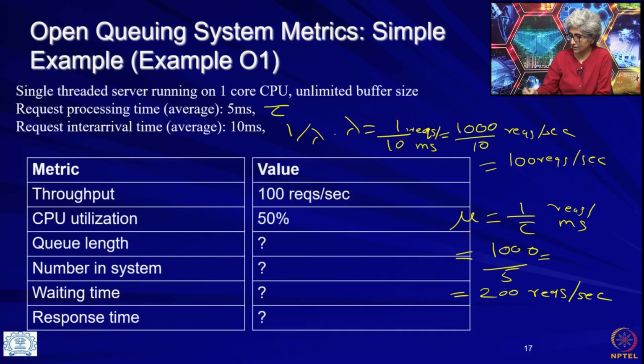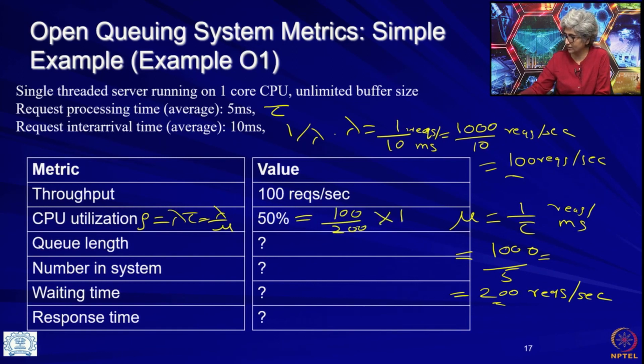So, throughput will be 100, why? Because 100 is less than mu, so throughput will be 100. Utilization will be 50%, why? Because utilization is nothing but lambda by mu, which in our case is 100 by 200. And if we want to make a percent out of it, we multiply by 100. So, this is 0.5 multiplied by 100 and we get 50%.